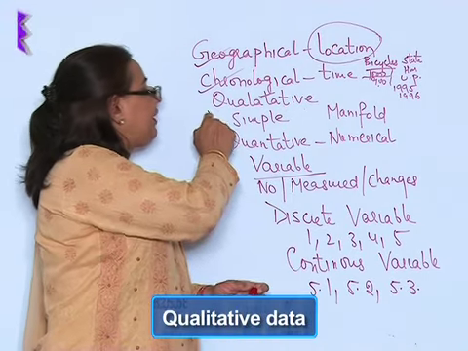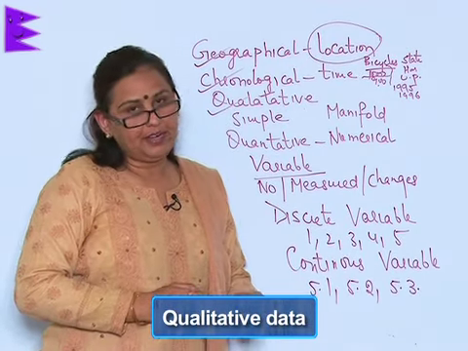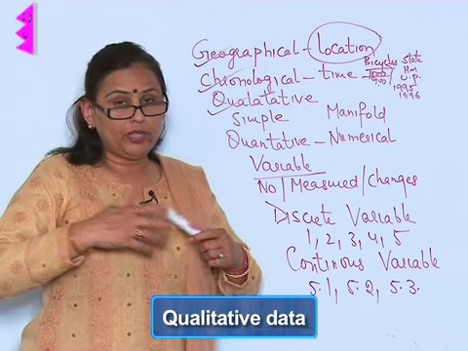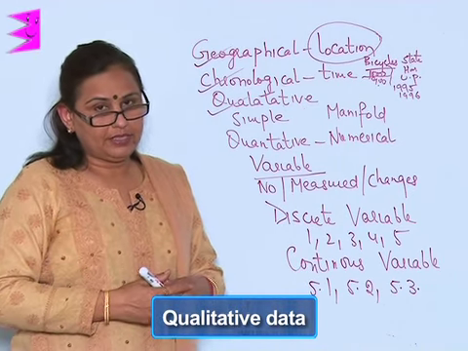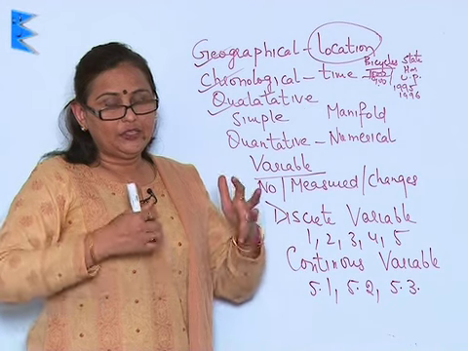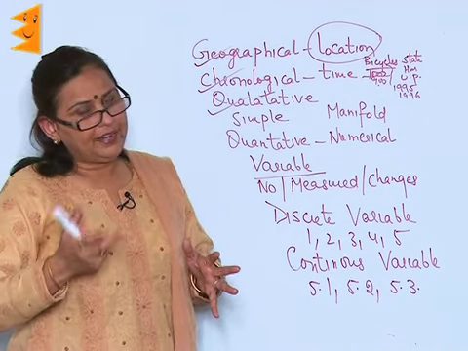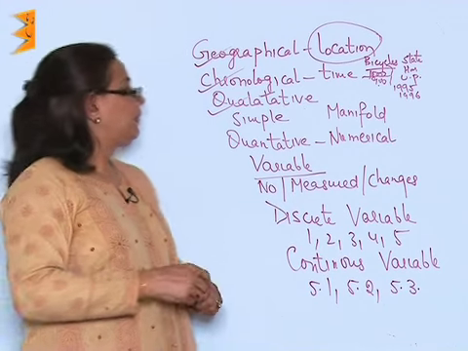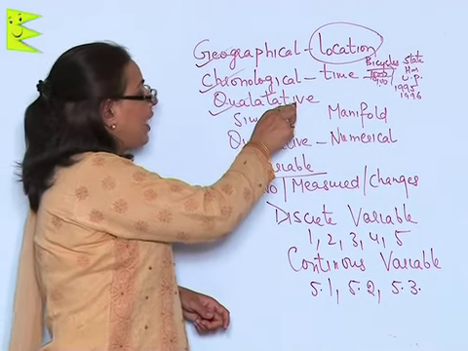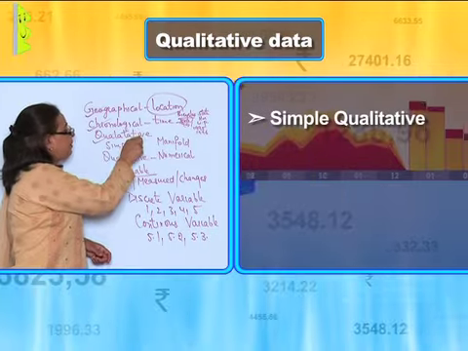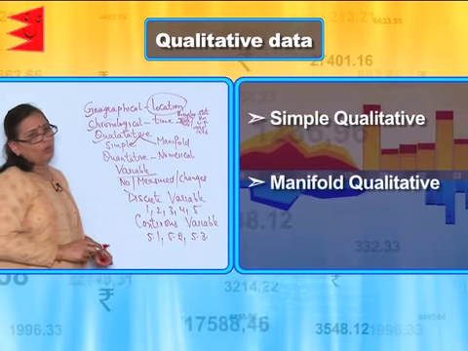Next is the qualitative data. Qualitative data is when we talk about the attributes of quality of a person: honesty, tall, handsome, fair, or say dark complexioned, and so on. In this, there are two kinds of subdivision: the simple qualitative and the manifold qualitative.